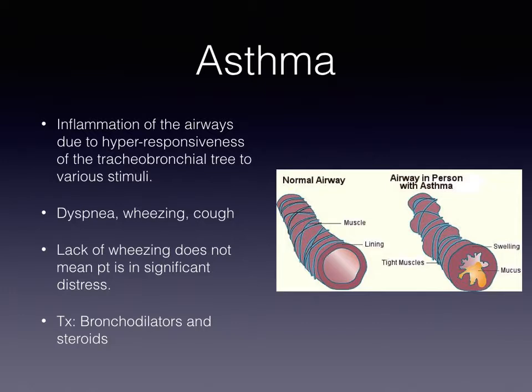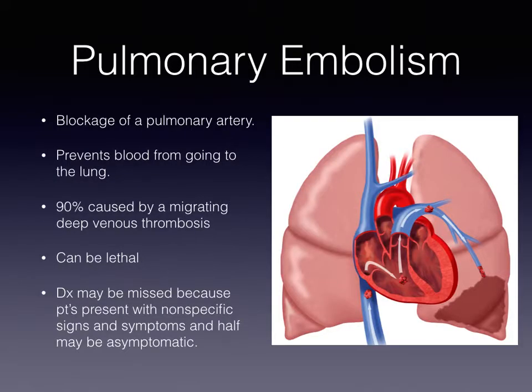Remember, we mentioned checking the end-tidal CO2 in these patients that are in distress, and if you see that end-tidal CO2 starting to climb in an asthma patient, especially a young asthma patient, that's a sign that they're not doing well. The treatment here again is bronchodilators and steroids, and you see what the airway looks like there in the photo. A normal airway is nice and open, whereas an airway in a patient with asthma has very tight muscles, it's swollen, and there's a lot of mucus secretions that narrow that airway.